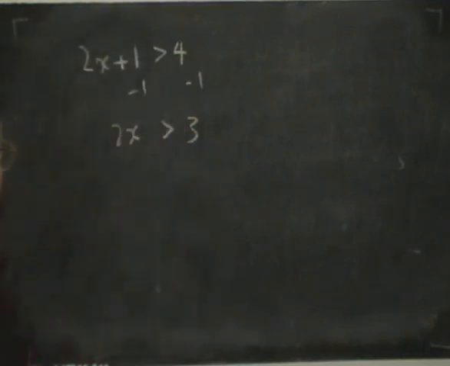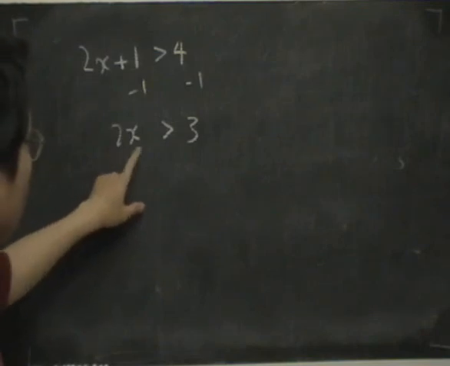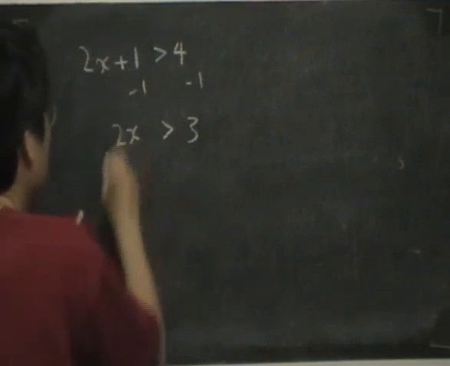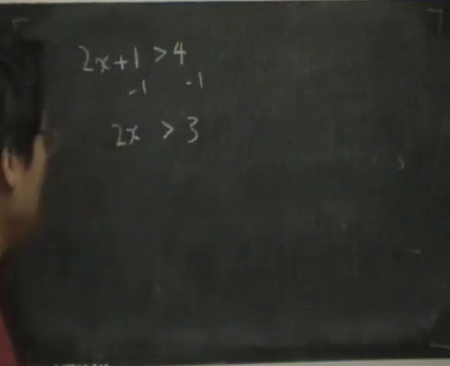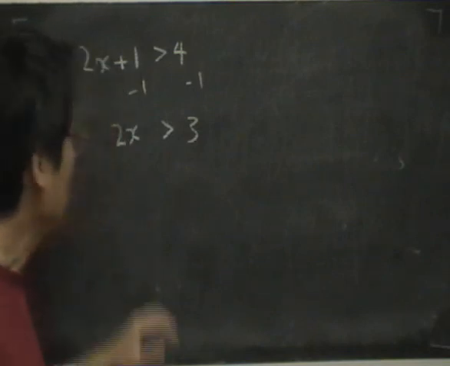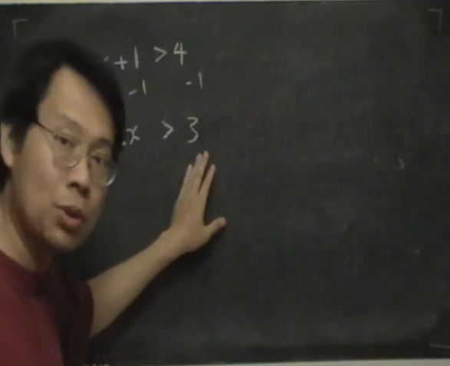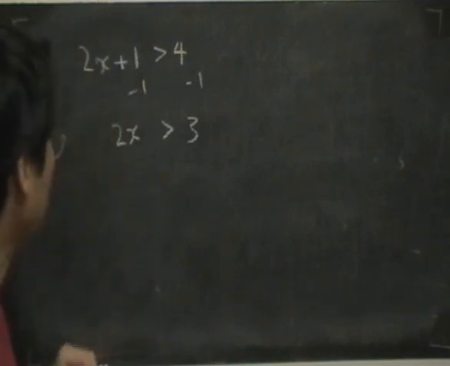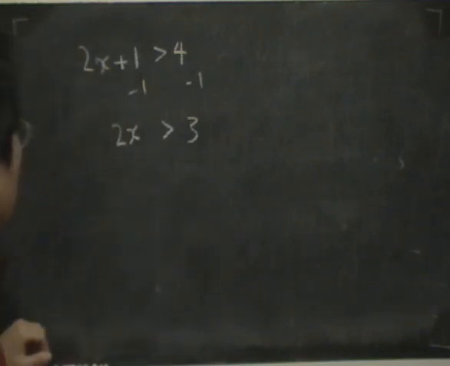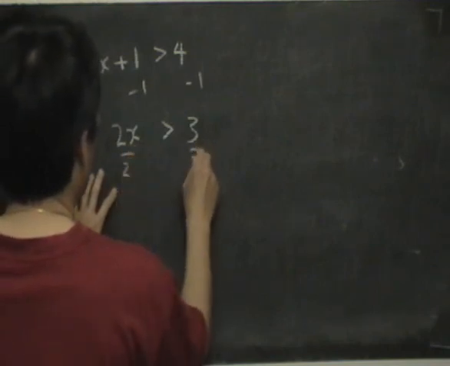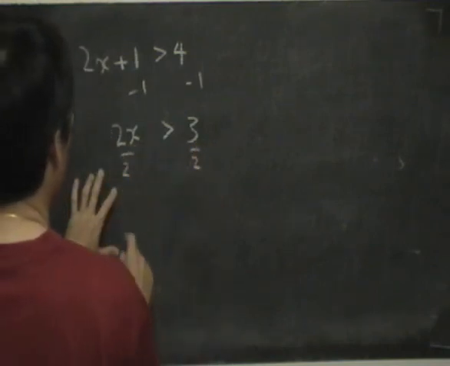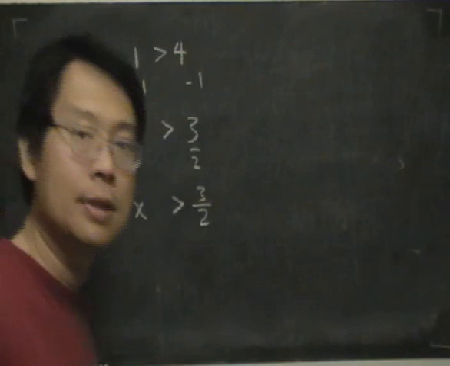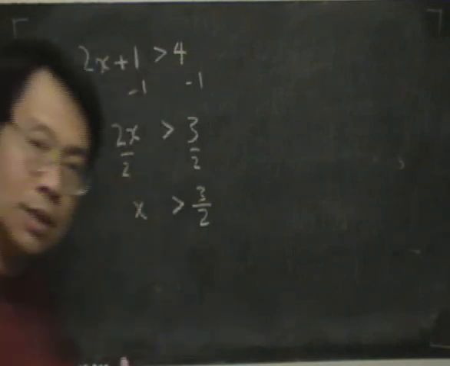So I have that. Then I have 2x on the left side, and I would like to get rid of the 2. And I can do that if I divide by 2. But then I must divide by 2 on the right side as well, so that the inequality remains true. Okay? So if I divide by 2 here and divide by 2 here, 2 and 2 cancel to give 1, and I have x is more than 3 over 2. And that is the solution.